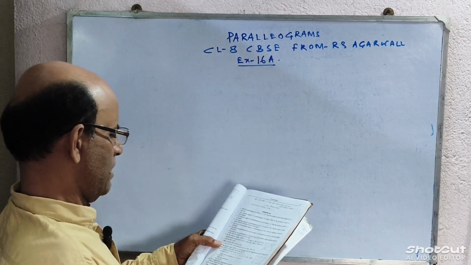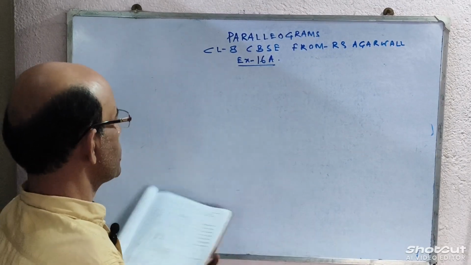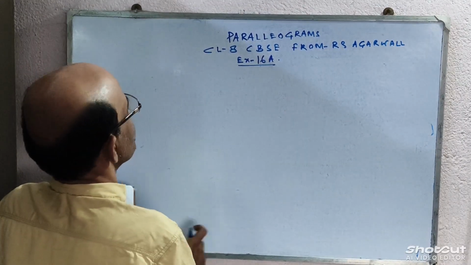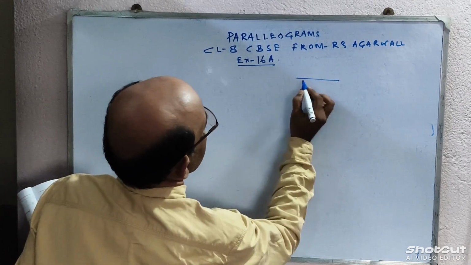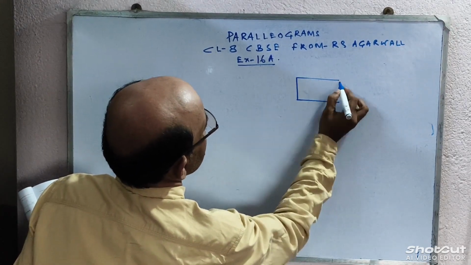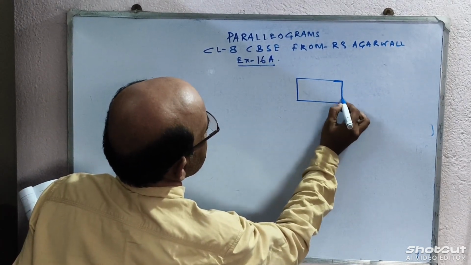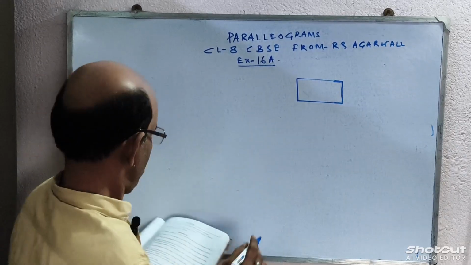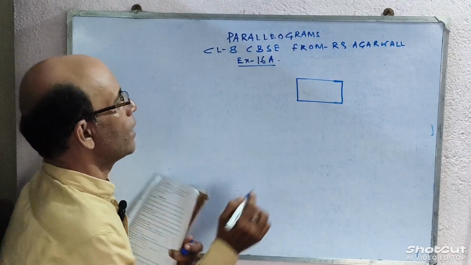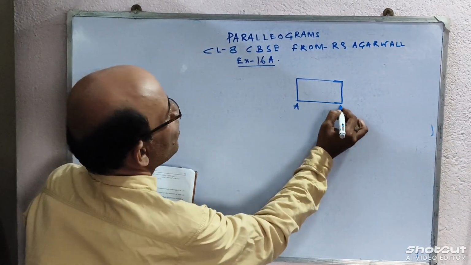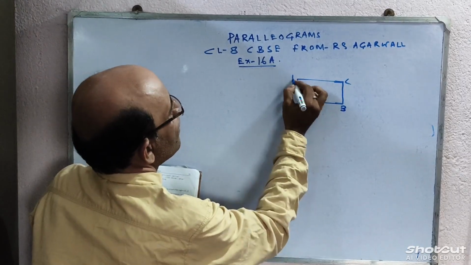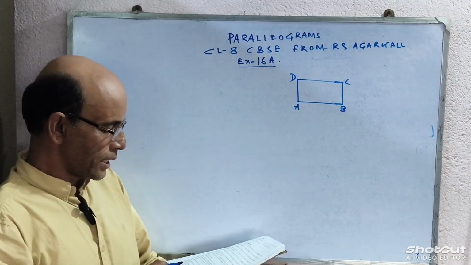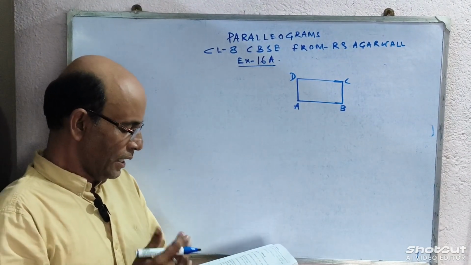ABCD is a rectangle. Special types of quadrilateral: rectangle. ABCD is a rectangle means it is a special type of parallelogram, each angle is equal to 90 degrees and the diagonals are equal in length. This is the speciality.